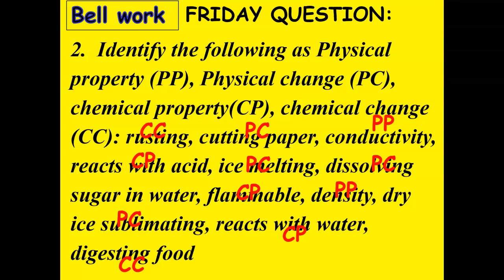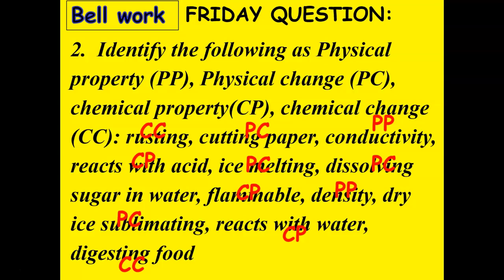So the first one is rusting, which is a chemical change because that's changing color. Cutting paper. Cutting generally is a physical change. Conductivity is a physical property because it's matter's ability to conduct electricity and heat. Reacts with acid. The "reacts with" tells me it's a chemical property. Ice melting, we know that's a phase change, so that's a physical change. Dissolving sugar in water. Anything dissolving is a physical change because I can physically separate the two. I can actually evaporate or boil the water off of the sugar in order to separate the two.